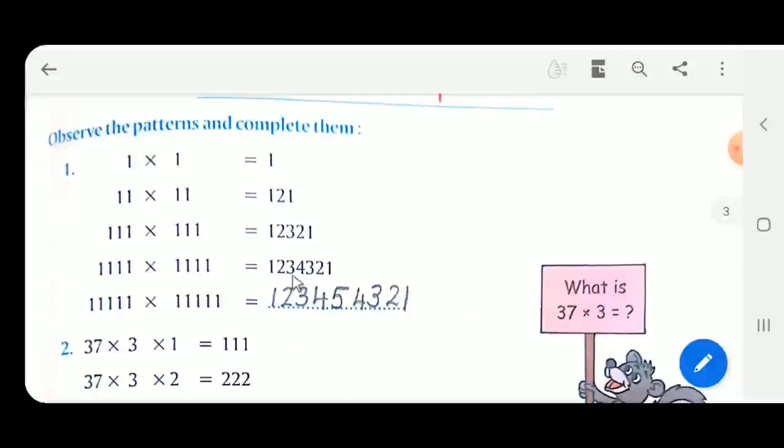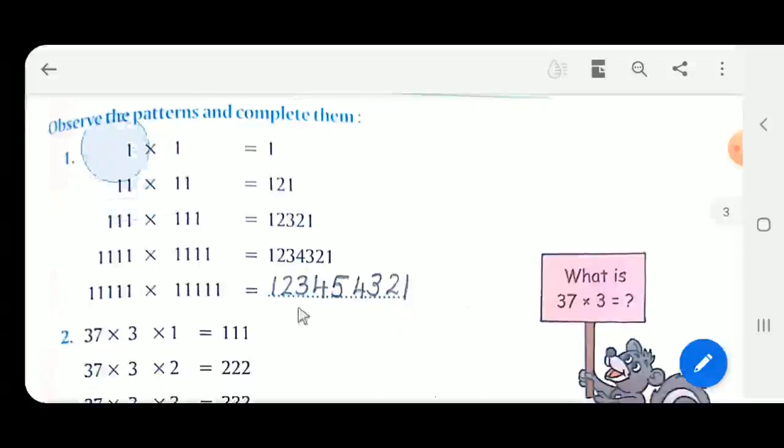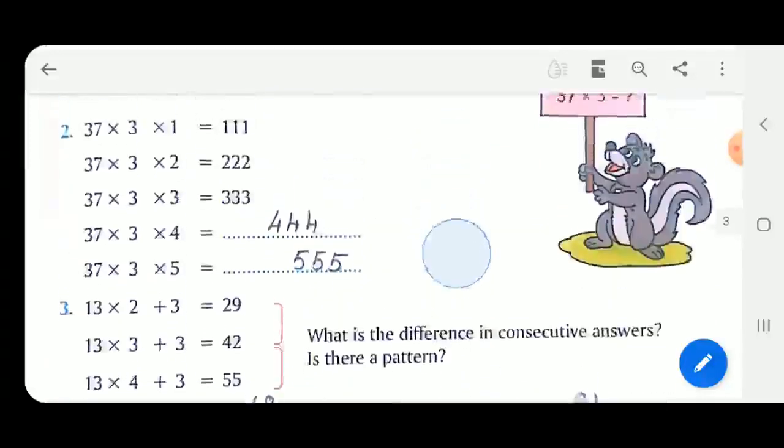It is 1, 2, 3, 4 that has been entered here. Then comes 3, 2, 1. So, after 4, we will add 5 here. It will be 1, 2, 3, 4 and 5. Later on, 4, 3, 2, 1. Then, question number 2.